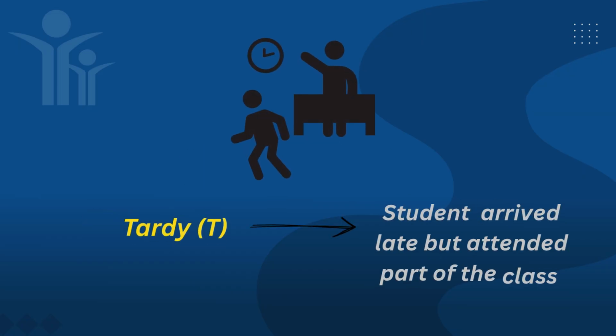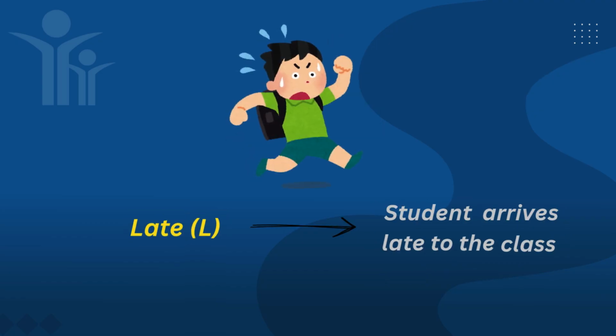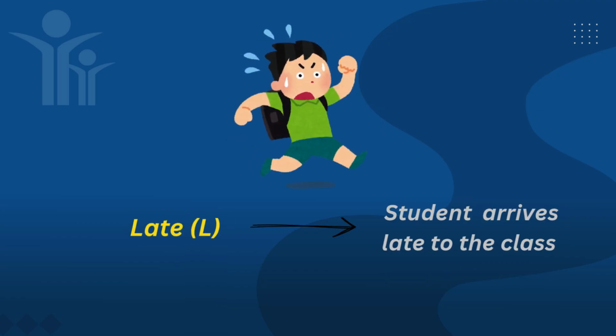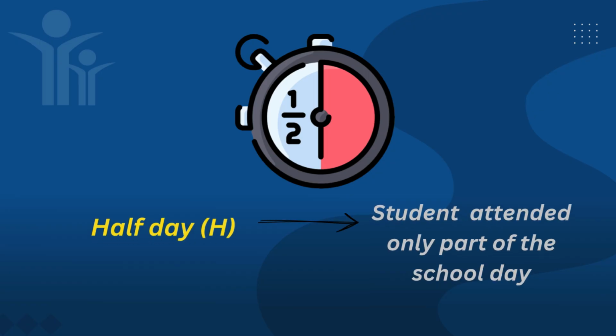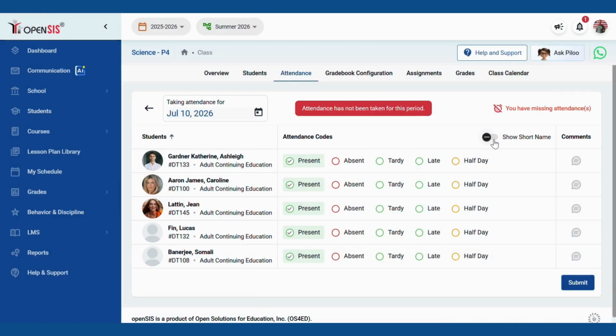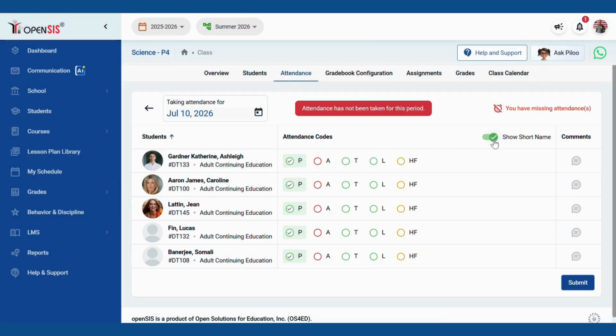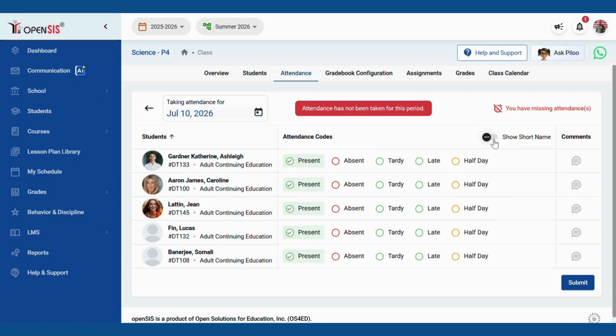Tardy indicates that the student arrived late but attended part of the class. Late, used when the student reports late according to the institution's attendance policy. Half day indicates that the student attended only part of the school day, such as arriving late or leaving early due to approved reasons. The corresponding short codes for each attendance status are also displayed for quick identification.